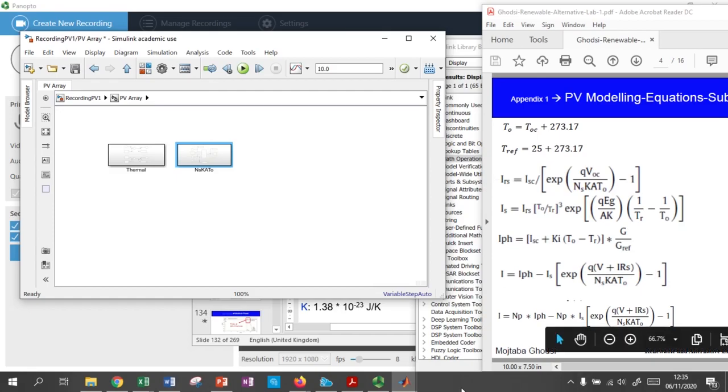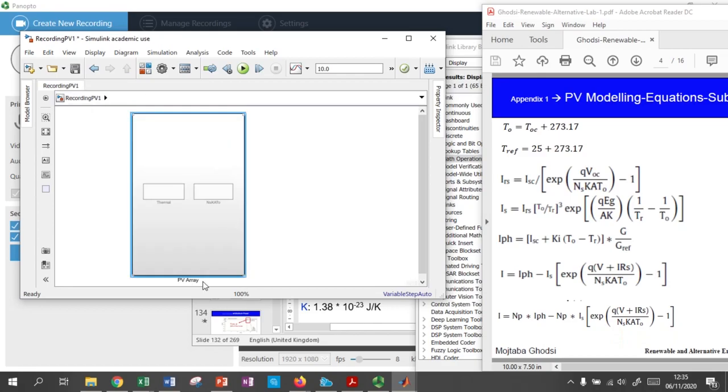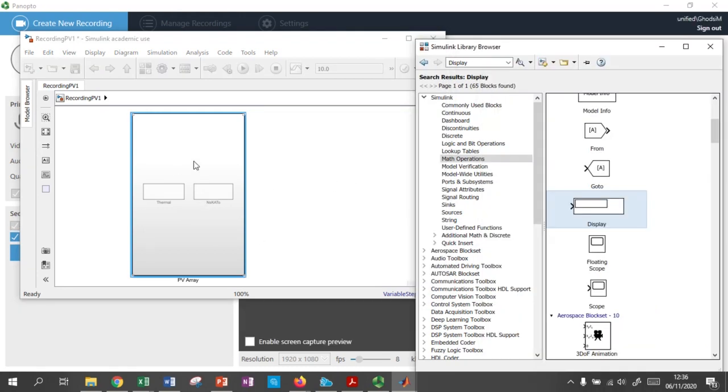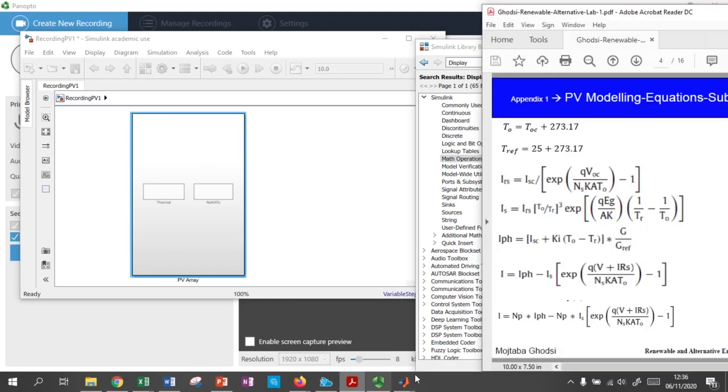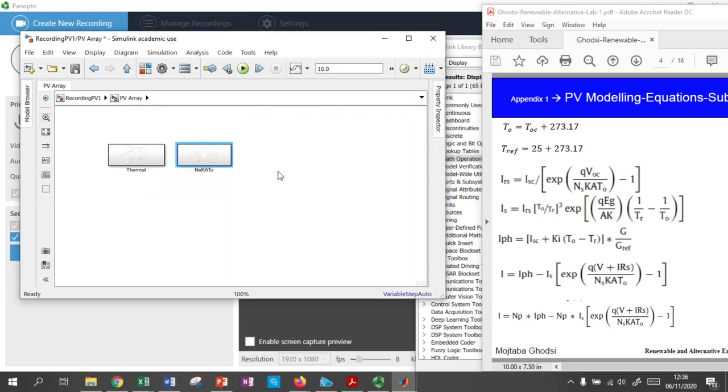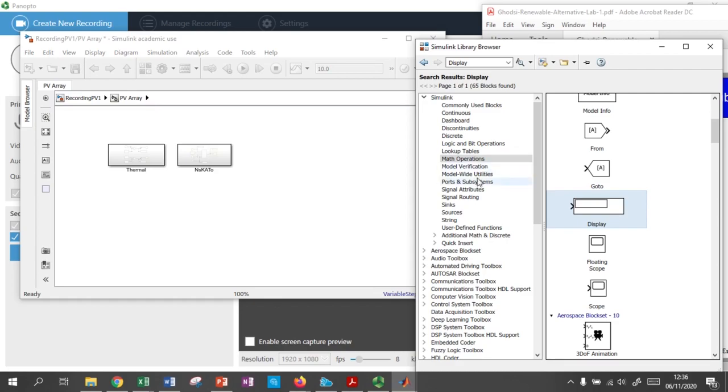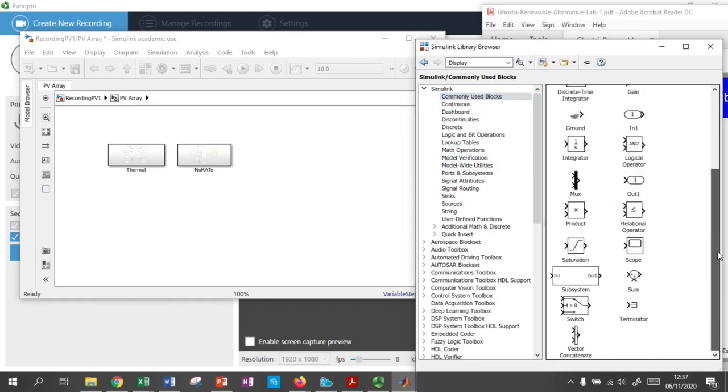In making the IRS, we need to make another subsystem. Then I will go back in the PV array, thermal and NSKATO is already prepared. We are ready to make IRS based on these equations. In order to make IRS, we need again this output QVOC and ISC. Then I will make the next subsystem commonly used. This is subsystem here. I will put it here.